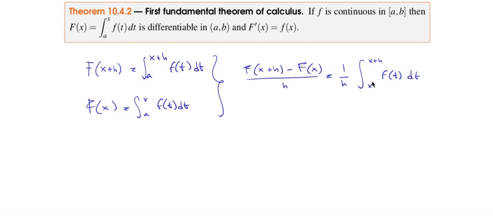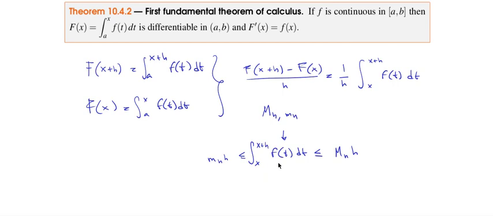Now, because f is continuous in this closed interval x and x + h, it reaches its maximum value M_h and its minimum value m_h. And so we can say that the integral between x and x + h is going to be smaller than M_h times h, which is the width of this interval, and it's going to be greater than m_h times h. We know that from the previous video.